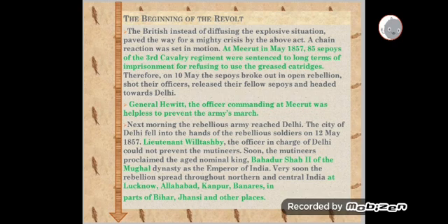The city of Delhi fell into the hands of the rebellious soldiers on 12 May 1857. The lieutenant, the officer in charge of Delhi, could not prevent the mutineers. Soon, the mutineers proclaimed as nominal king Bahadur Shah II of the Mughal dynasty, as the Emperor of India. Very soon, the rebellion spread throughout northern and central India: at Lucknow, Allahabad, Kanpur, Banaras, parts of Bihar, Jhansi and other places.